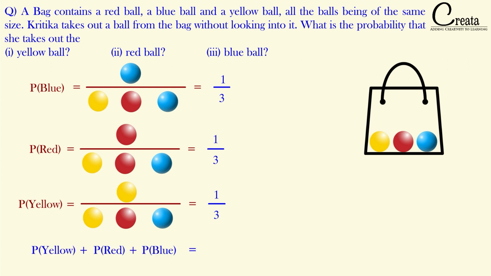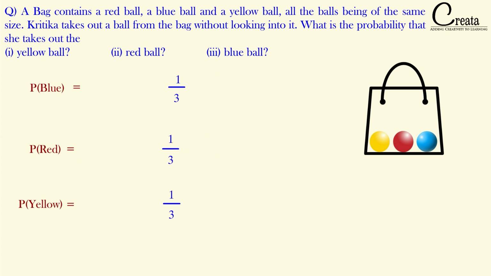If we add the probability of all the 3 events, that is 1 by 3 plus 1 by 3 plus 1 by 3, we will get 1. The observation that we have previously seen, that is, if we add the probability of all the elementary events, we get the addition as 1.